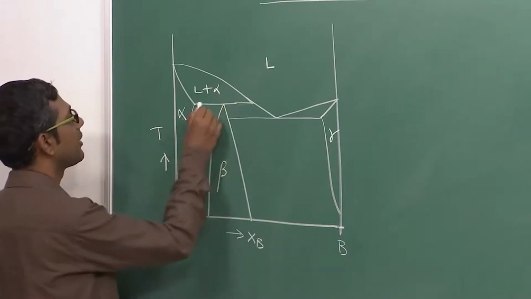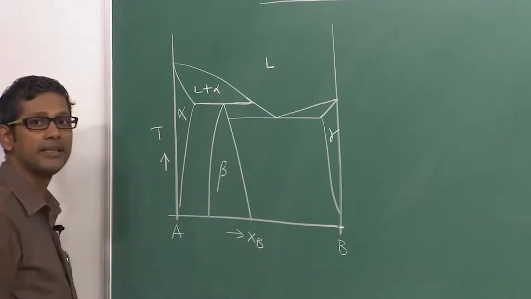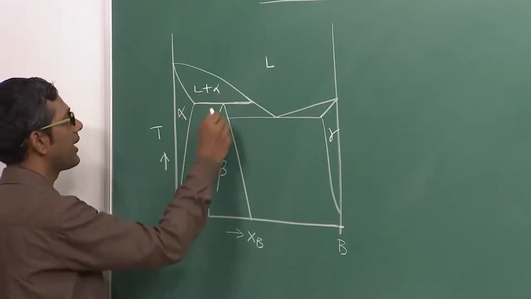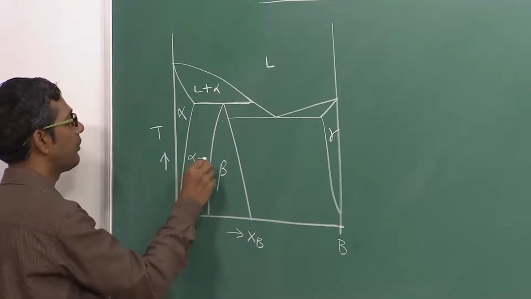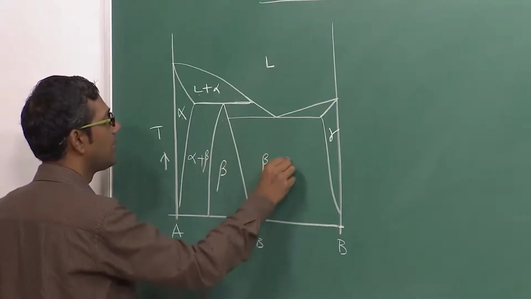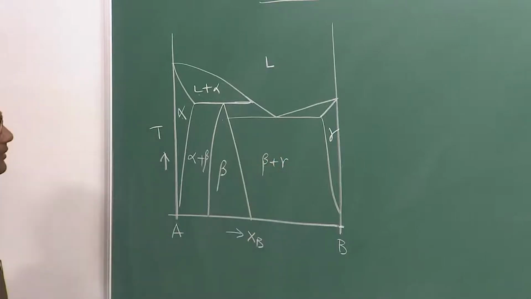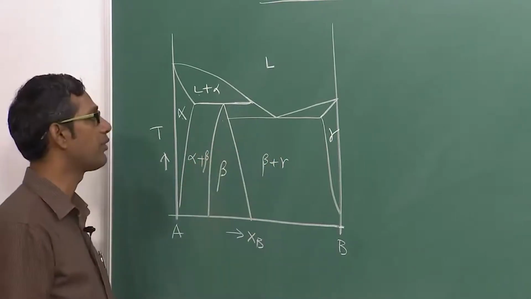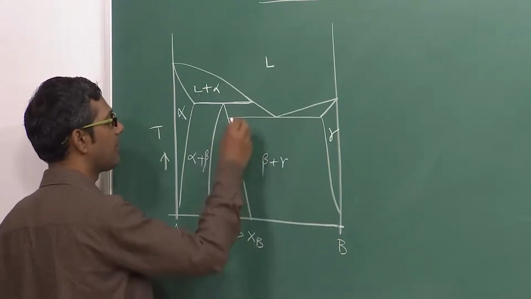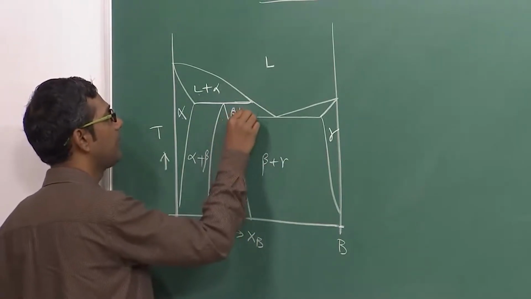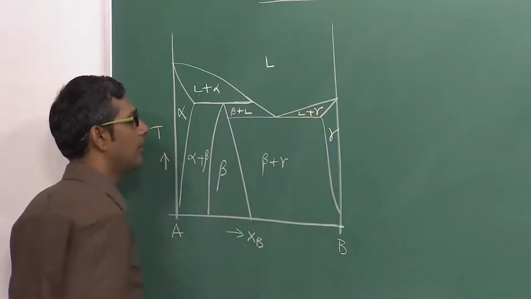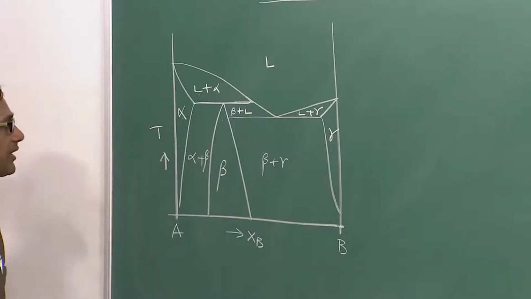You can see there is a horizontal line on the phase diagram that indicates a reaction, and this reaction tells you that liquid plus alpha reacts to produce beta. So this will be alpha plus beta, and this is beta plus gamma. Always in the phase diagram you will find that a peritectic reaction is most of the time followed by a eutectic reaction. This eutectic reaction is liquid going to beta plus gamma, therefore this will be beta plus liquid, and this is liquid plus gamma. Okay, that is how the phase diagram looks like.